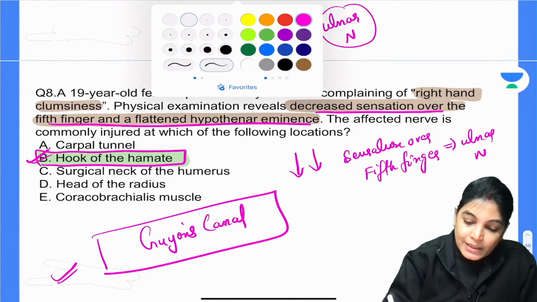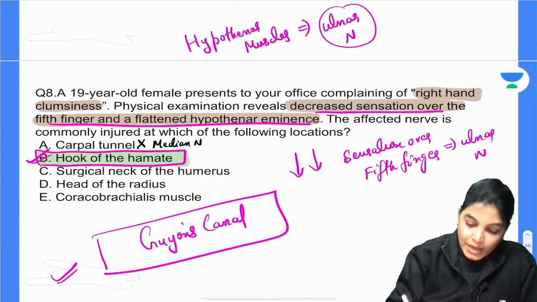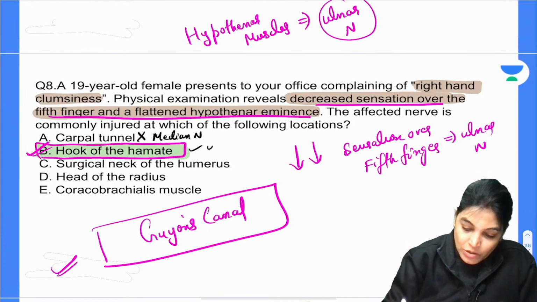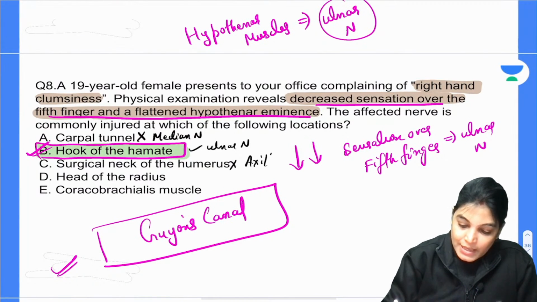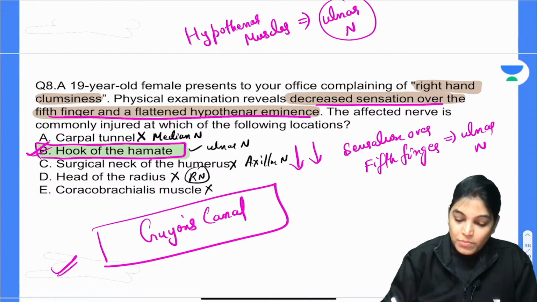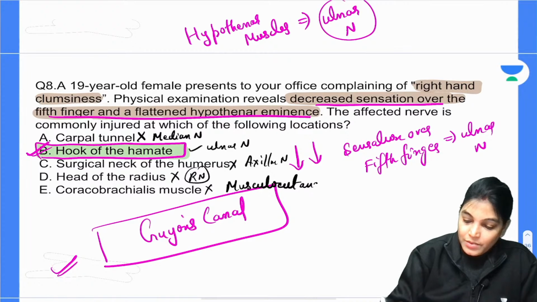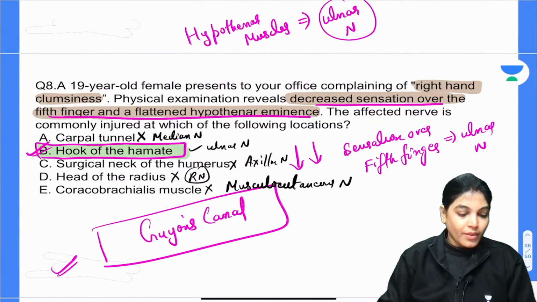Now, carpal tunnel is not the right answer. Why? Because it will affect the median nerve. Carpal tunnel syndrome, which nerve is affected? Median nerve. Hook of Hamate is correct because the ulnar nerve is affected here. Surgical neck of humerus is wrong because it will affect the axillary nerve. Head of radius is wrong because it will affect the radial nerve. Coracobrachialis is wrong because it will be affected when the musculocutaneous nerve is affected. So the only right option is B, that is hook of Hamate.